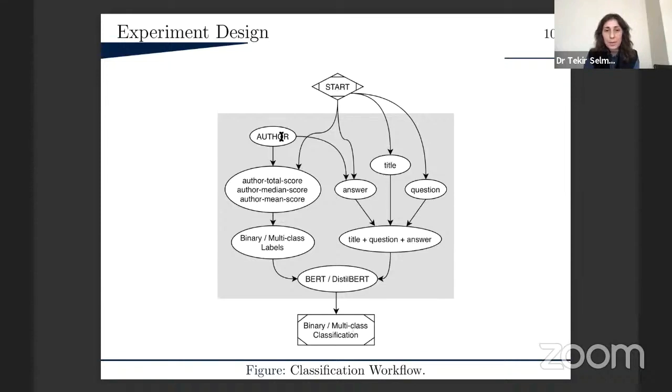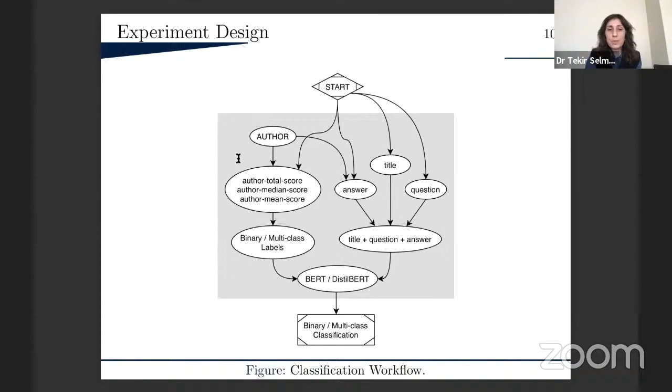When we look at this, we are trying to rely on answers to come up with a label for an author. Here, we mainly relied on answers, but in order to provide context for those answers, we also fed the title and question in this part.